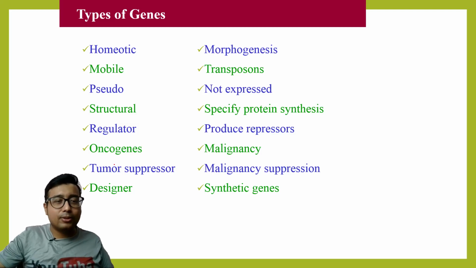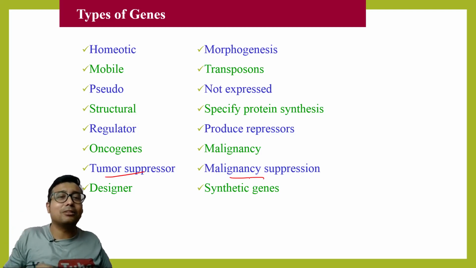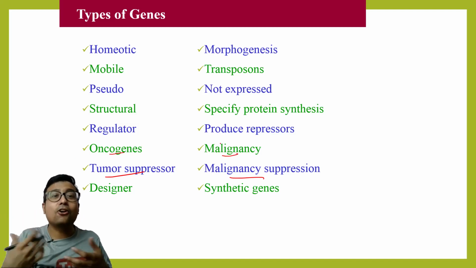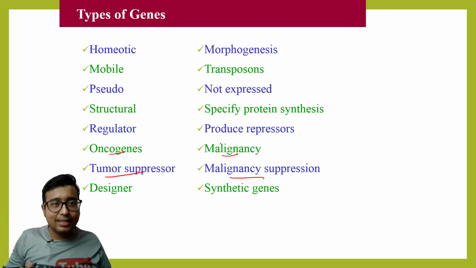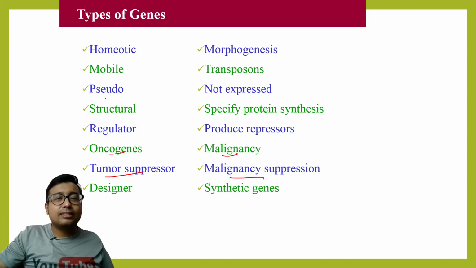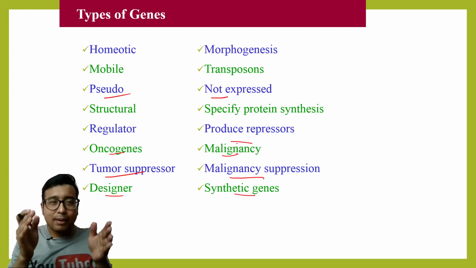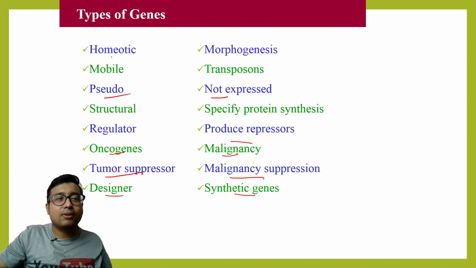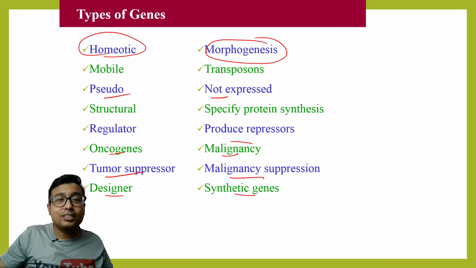Suppose tumor suppressor gene, as the name suggests, will suppress cancer or malignancy. And oncogenes are the opposite ones, which will simply cause malignancy, right? Pseudogenes are the genes that are not expressed. Synthetic genes are designer genes. Regulator genes, repressor. Applying your knowledge, homeotic genes are the ones that help in our morphogenesis, that is formation. And transposons come as a short note.